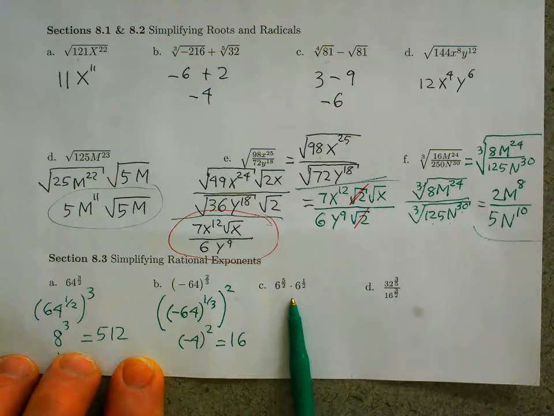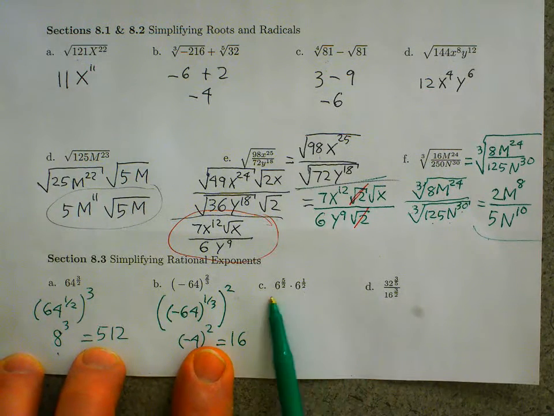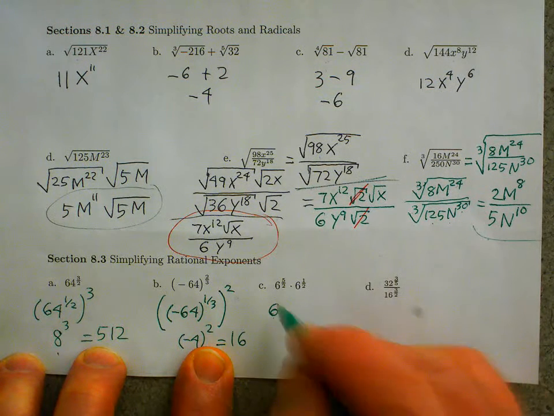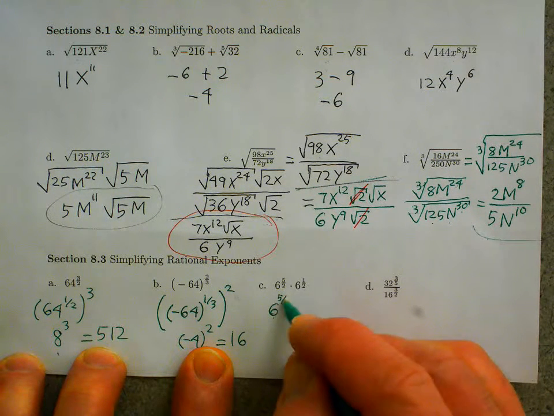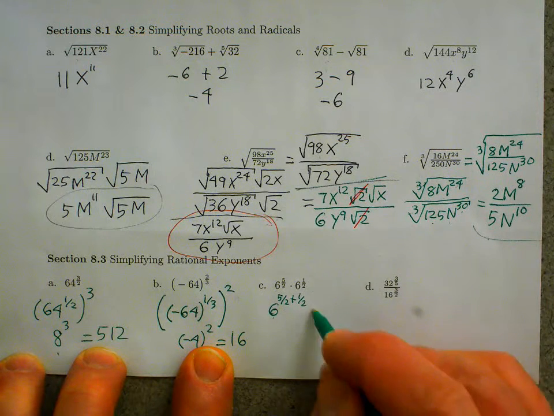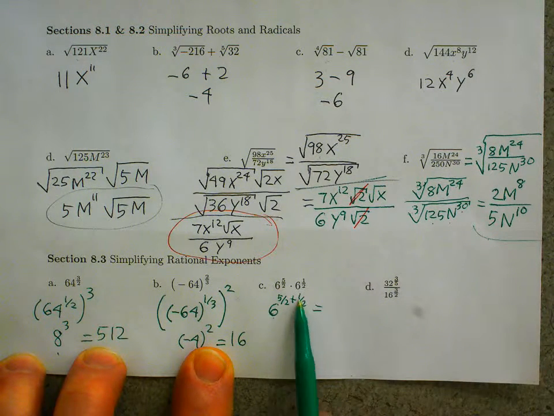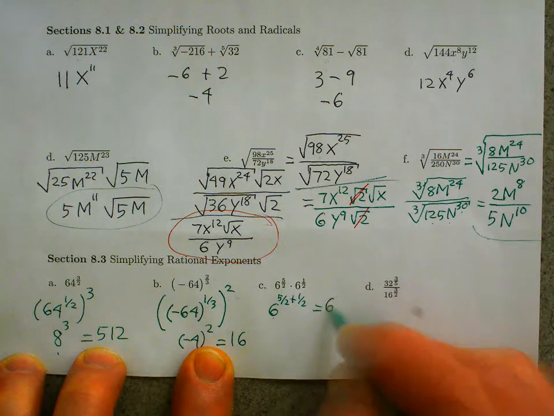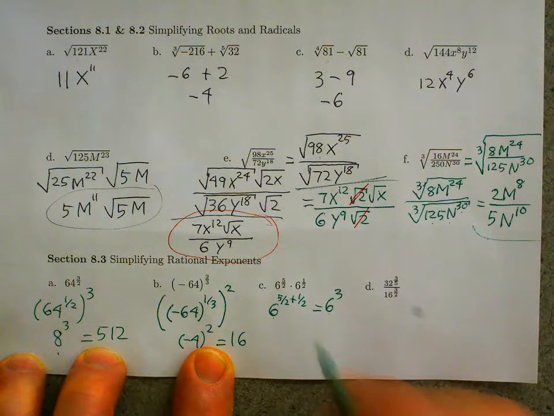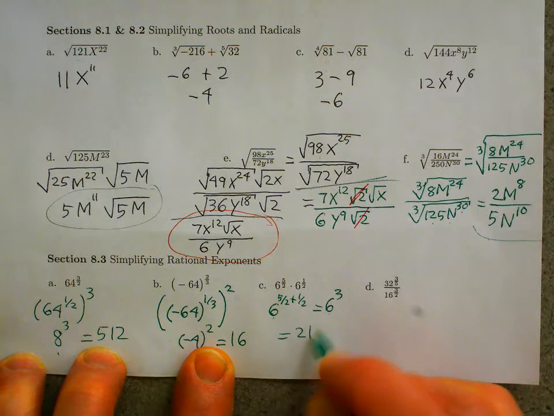Okay, the next one, 6 to the 5/2 times 6 to the 1/2. Since we're multiplying two terms that have the same base, we can write the base raised to the sum of the exponents, 6 to the 5/2 plus 1/2. But 5/2 plus 1/2 is 6/2. 6/2 is 3, so we have 6 to the 3rd. And we can determine what that is. 6 times 6 times 6 is 216.